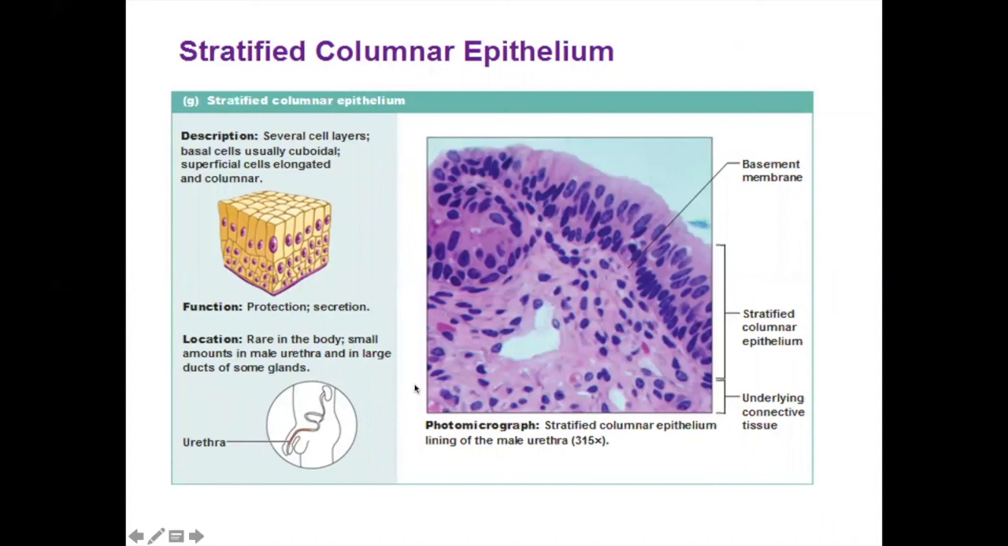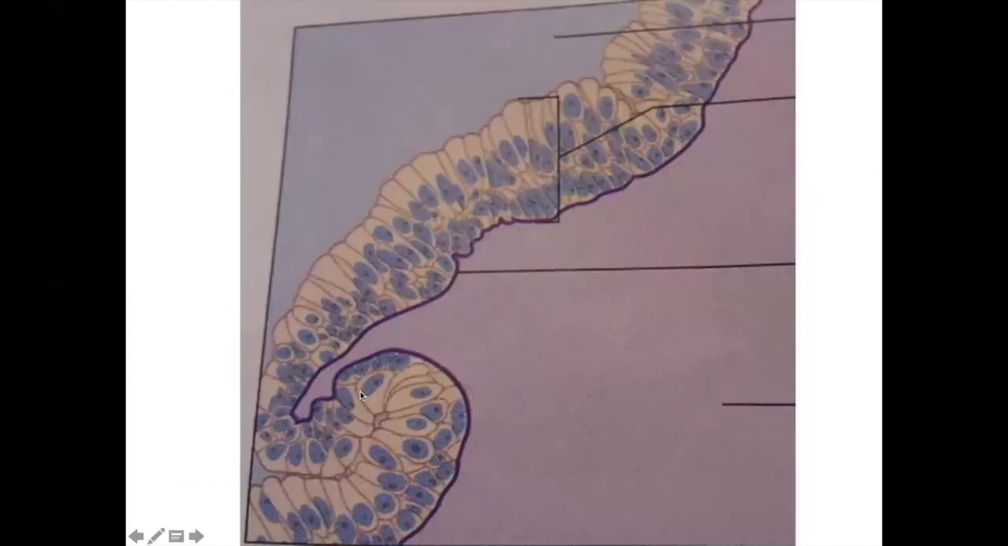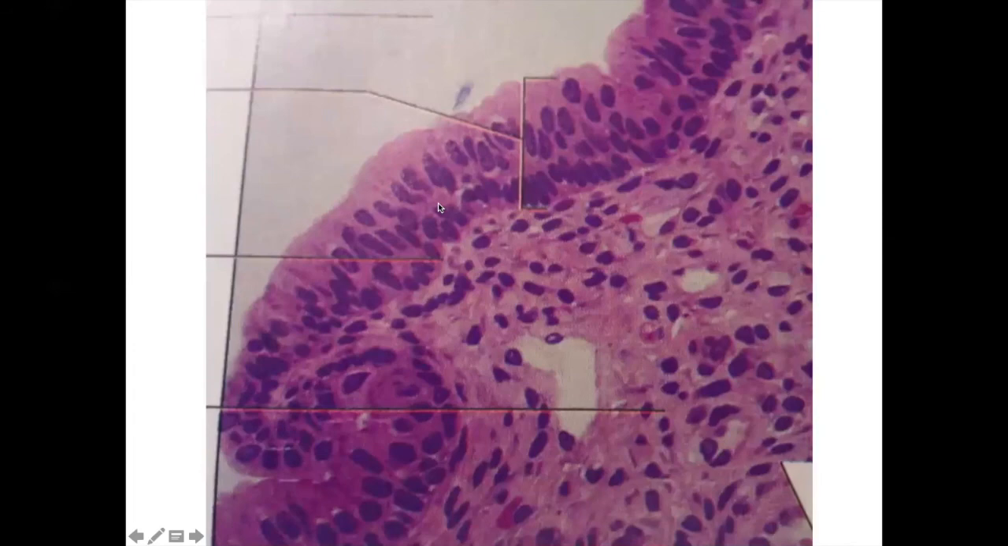Small amounts can be found in the male urethra and in large ducts of some glands. I'm reading that word for word off here. But yeah, you're going to find this in the male's reproductive system because there's a lot going on between using this for sex and for urination. You're going to get a little extra protection. So again, basement membrane, many layers, small at the beginning, but as it gets older, pushed to the top, and it gets stretched out. Real picture.